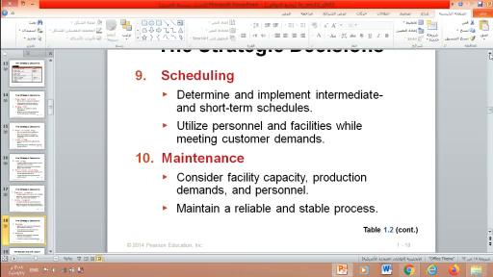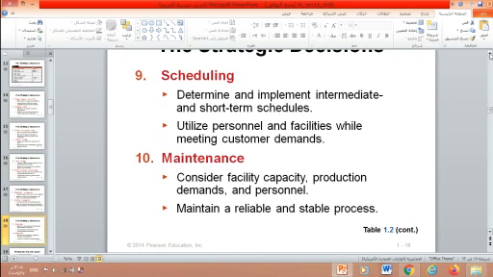The ninth strategic decision is scheduling. It means determining and implementing the intermediate and short-term schedules and utilizing the personnel and facilities while meeting customer demands.